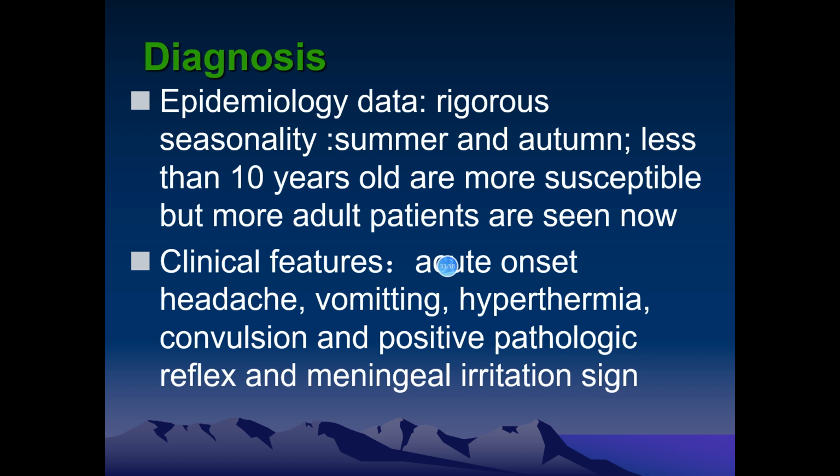Obvious seasonality: summer and autumn. Children less than 10 are more susceptible, but more elderly patients are seen now. And the clinical features: acute onset, hyperthermia, headache, vomiting, conscious disturbance, convulsion, positive pathological reflex, and meningeal irritation signs.